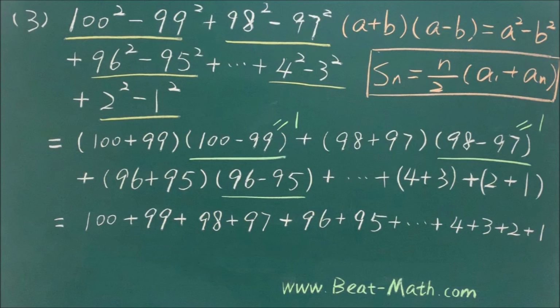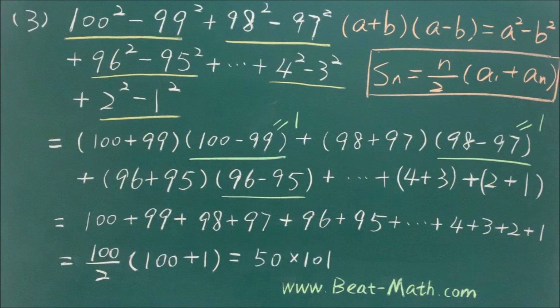In the original problem, there are 100 numbers, so n equals 100. A1 is 100, and a of n is 1. We just plug these numbers into the formula and get S of n equals 100 divided by 2 times (100 plus 1) equals 50 times 101 equals 5050. That's the final answer.